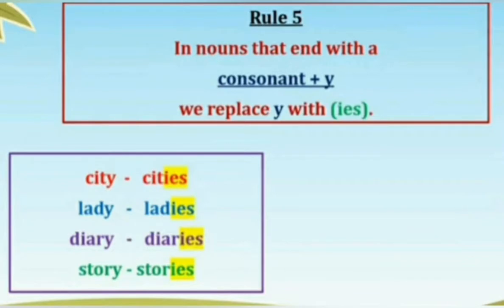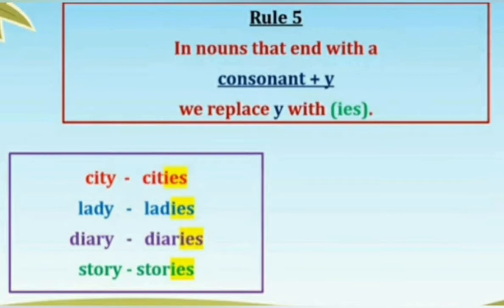Next rule, rule number 5. In nouns that end with the consonant plus Y, we replace Y with IES. It means if we have a noun that ends with Y and has a consonant before Y, in that situation we have to remove Y and add IES in place of Y. Here we have the word city. It ends with Y and has a consonant before Y, so we have to remove Y and add IES. So the answer is cities.